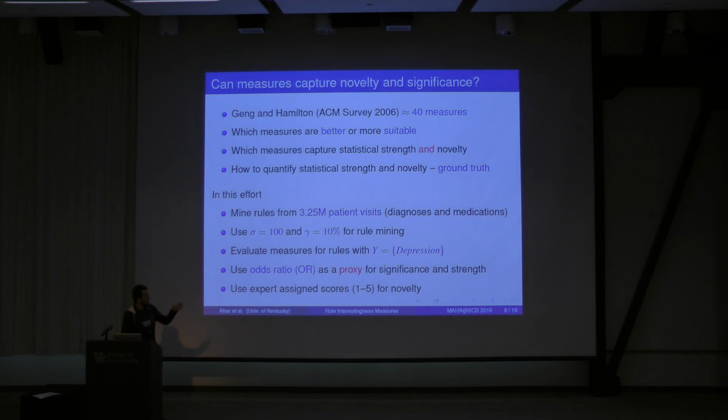We fixed the Y value as depression, and we are using odds ratio as a proxy for significance and strength. And we use an expert-assigned novelty score from 1 to 5. What is the odds ratio again? I don't exactly know, it's a probability measure, of some probability sort.